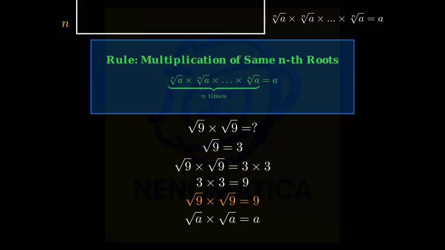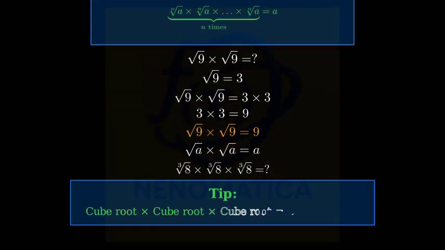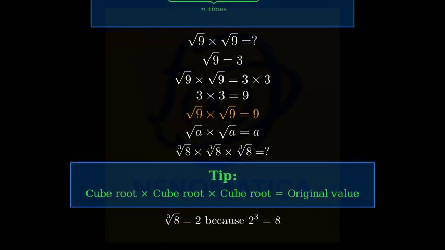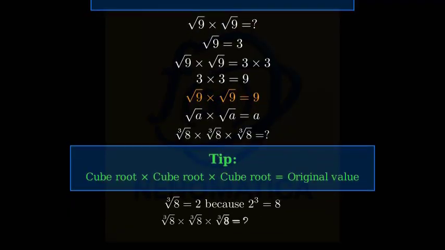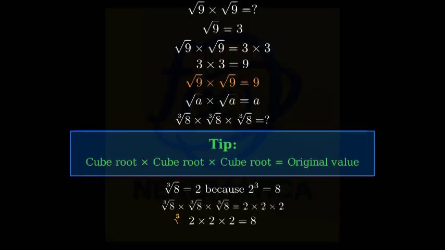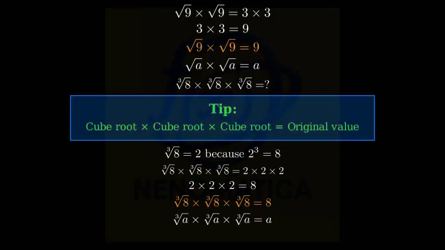Now, let's look at a cube root example. Remember, the cube root of a number is the value that, when cubed, raised to the power of 3, gives the original number. The cube root of 8 is 2, because 2 cubed equals 8. So, the cube root of 8 times the cube root of 8 times the cube root of 8 equals 2 times 2 times 2, which equals 8. This again confirms our rule. When we multiply a cube root by itself 3 times, we get the value inside the cube root.